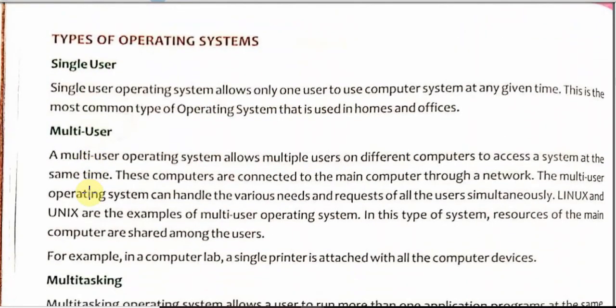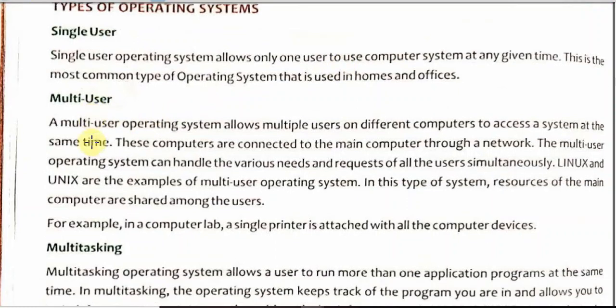There are different types of operating system. First is single user operating system. Single user operating system allows only one user to use computer at a given time. This is the most common operating system.